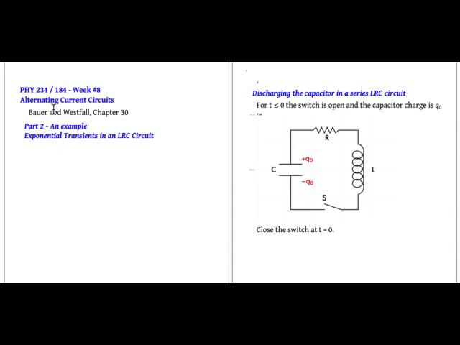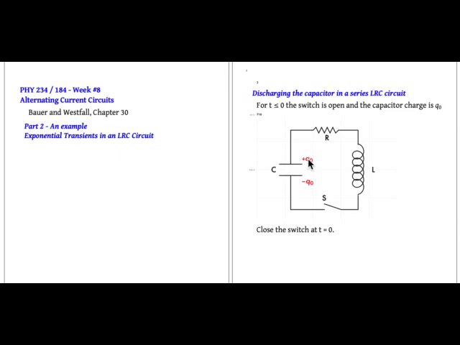Now here's part 2 of the video for week 8 on alternating current circuits. It's an example. The example is exponential transients in an LRC circuit. And at the end of this video, there's a long kappa problem. There are instructions for a long kappa problem.